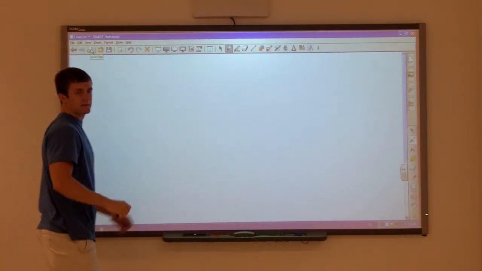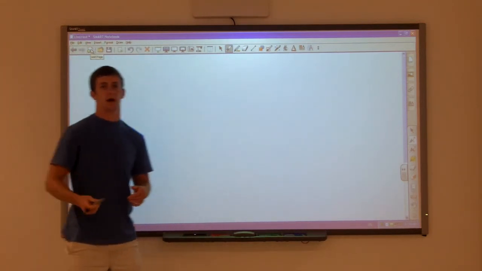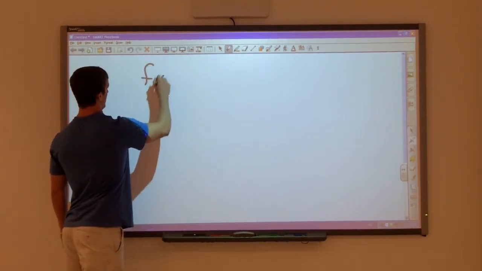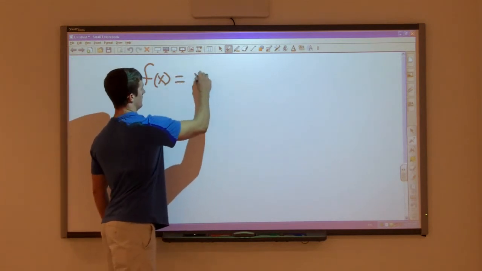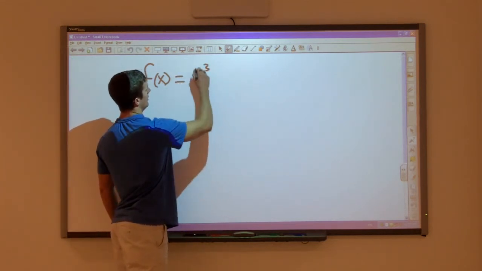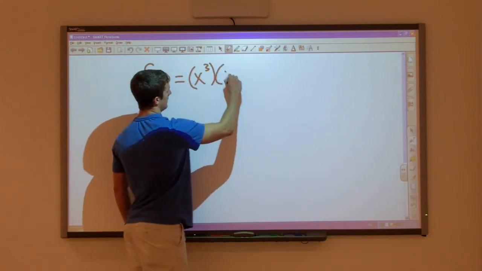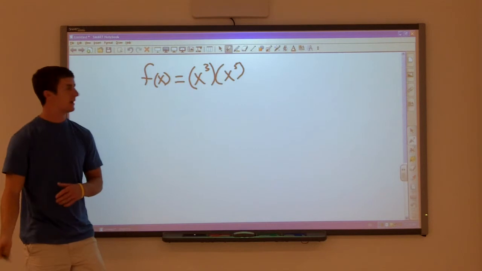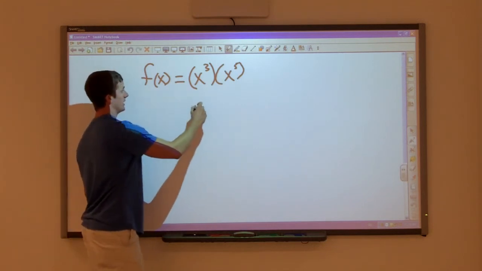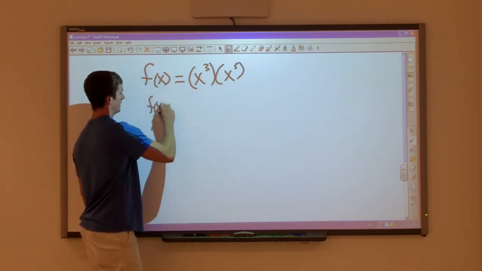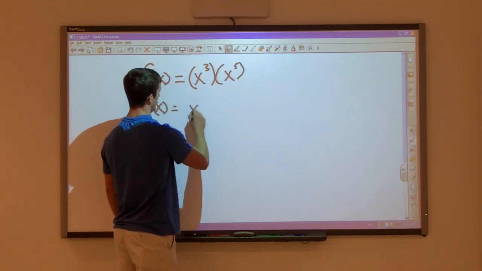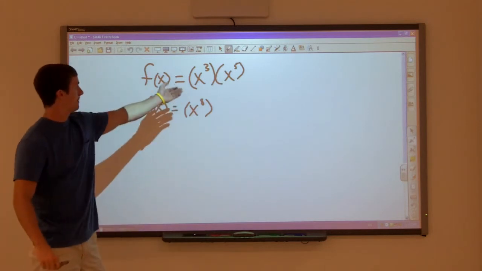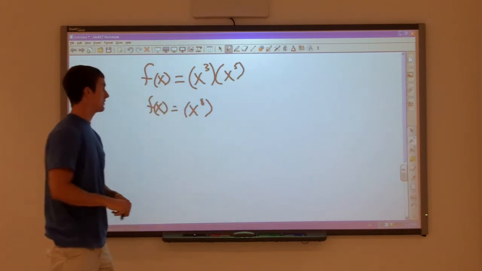Okay. So for the last examples, we'll look at what happens if you multiply even and odd functions. So say we have f of x equals x to the third times x to the fifth. When you multiply these two functions together, as you know from your exponent rules, we're going to end up with f of x equals x to the 8th. So we notice that if we multiply two odd functions, we're going to get an even function.